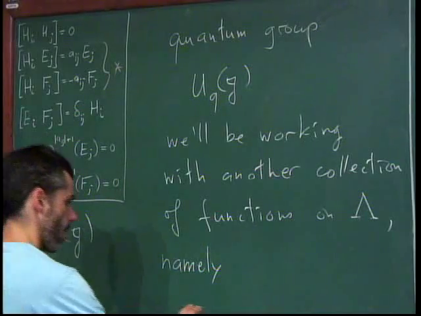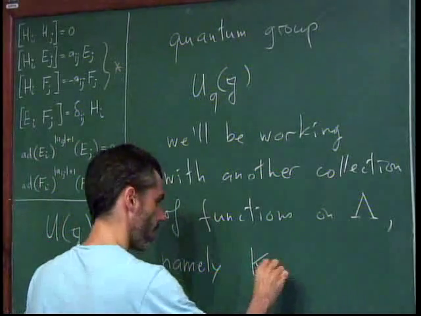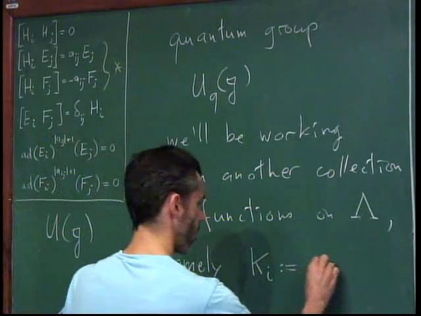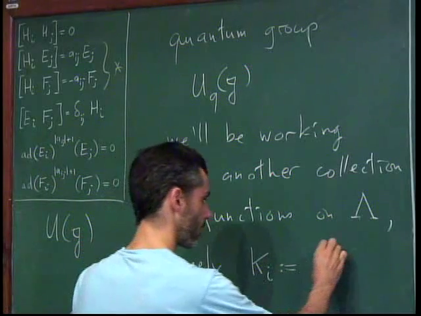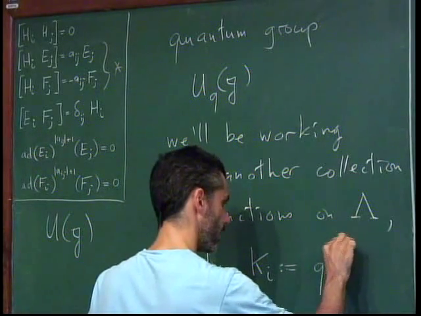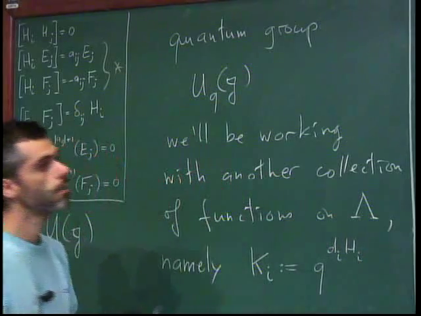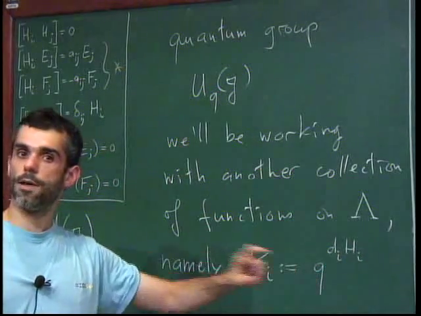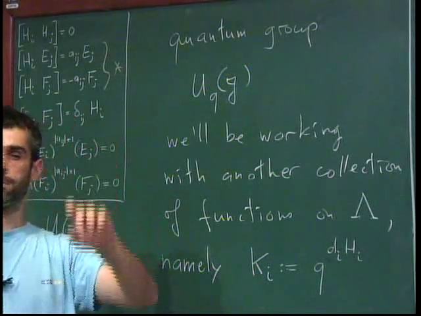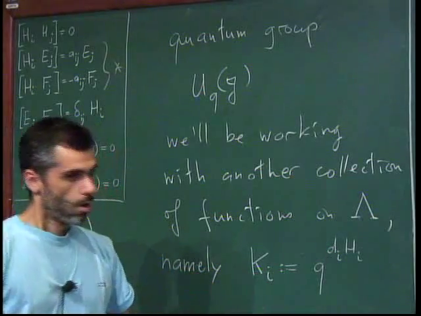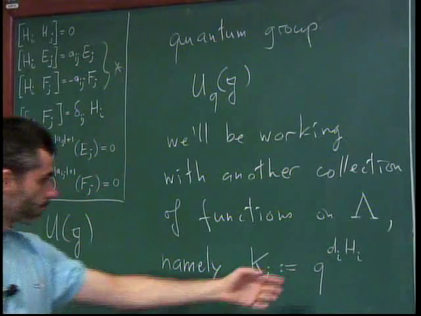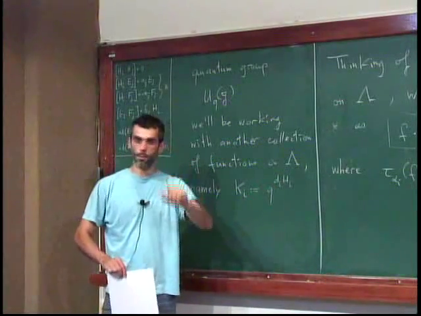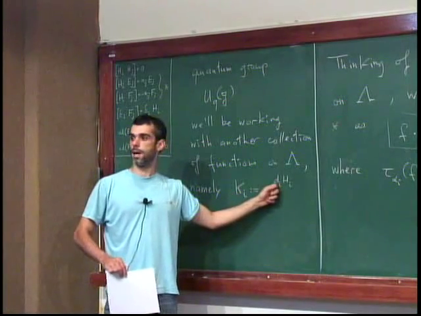Namely, k_i, which is by definition q to the d_i h_i. d_i is this number that remembers whether it's a short root or a long root. It's equal to 1 if there's no double lines in the Dynkin diagram, 1 or 2 if there's double lines somewhere, or 1 or 3 if it's type G2.